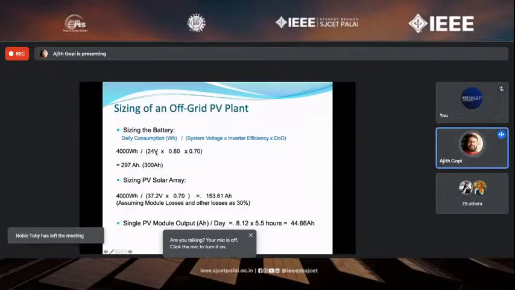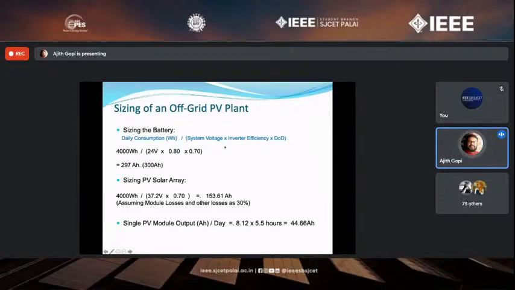And I'm assuming that my inverter efficiency is 0.8. I'm going for a lower efficiency inverter. Nowadays, when you go for MPPT off-grid inverters, you will get 0.9 and above, even 90% or 95% efficient inverters. But your grid connected inverters will be more than 98% efficient. All the international inverters are more than 98% efficient. So this is an off-grid inverter, a very less efficient inverter.